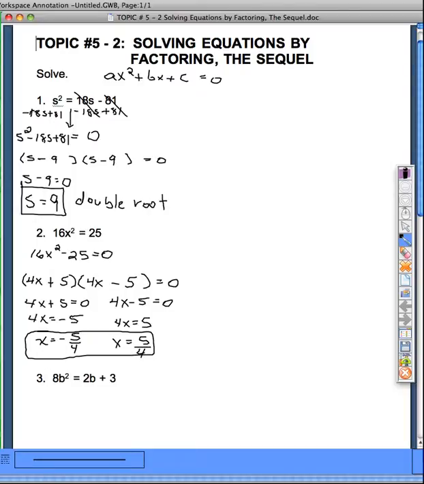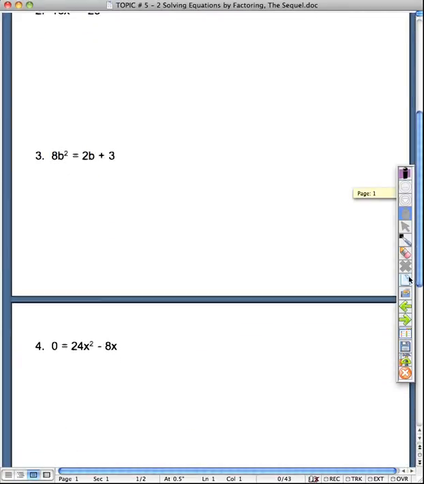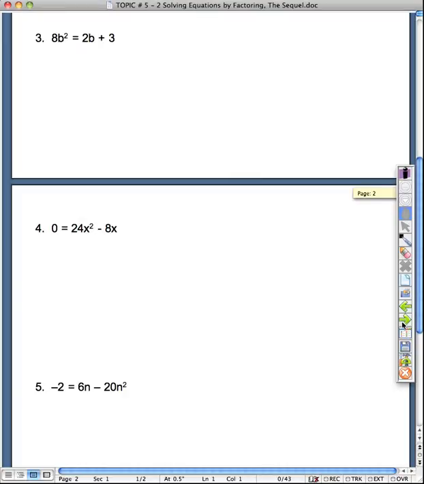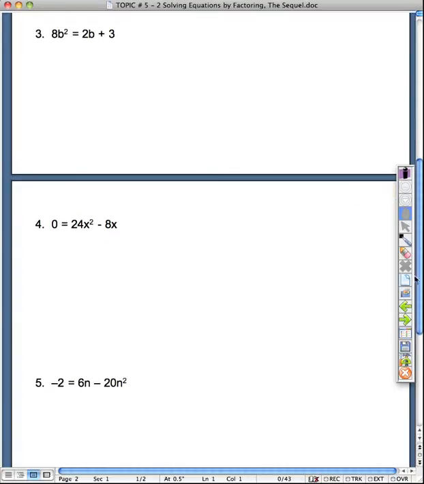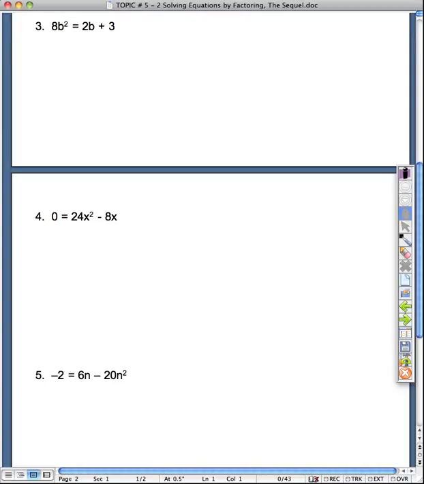Now we're going to move down, and I'm going to have to take the mouse. We're going to move down to problem number 3. Try to move this up a bit and see if we can get it. Not sure I have enough room for the last one, but we'll see.